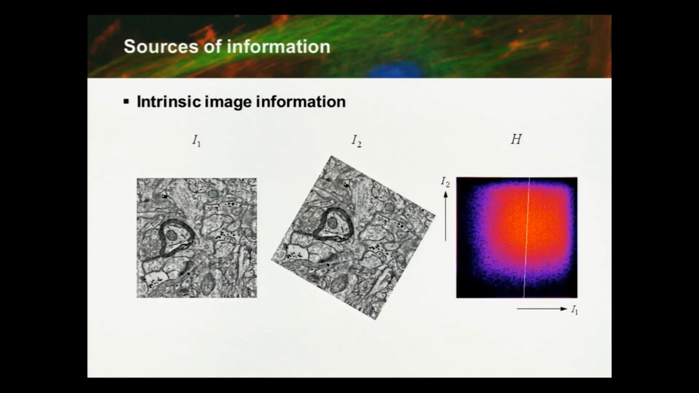If they look alike, such as in this completely different application, I'm just throwing in some images as examples from different applications. So this is an electron microscopy image. And I have rotated one of the images with respect to the other. So they're not aligned, clearly. There's a rotation to be solved. But the image content, in terms of intensity distributions, is very similar.